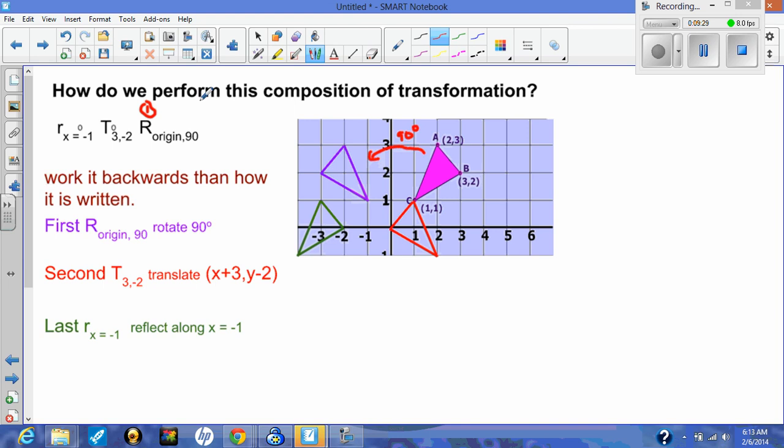Okay, so the second thing we're going to do is translate it 3 units to the right, -2 down. So let's do that. So we're going to apply our rule. Now we're not going to use the coordinates for A, B, and C. We're going to use these new coordinates here.